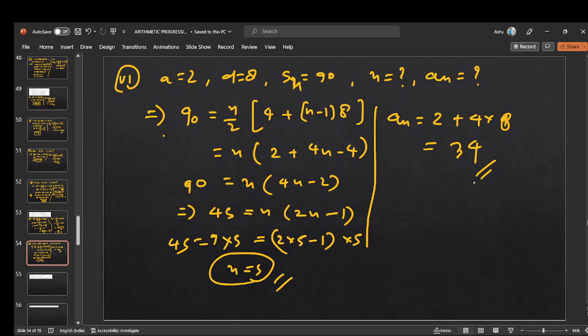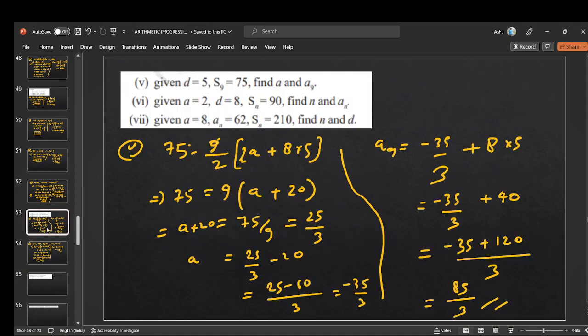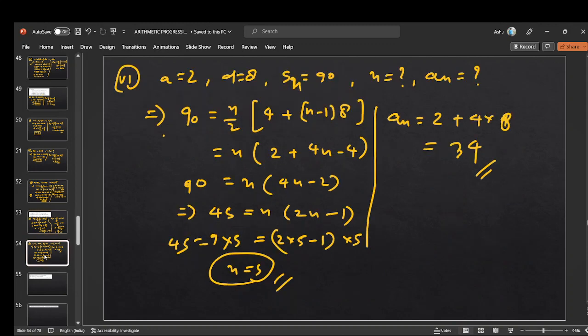Clear? Now we should move on to the next part of the question. This is the 6th. Now we will move on to the 8th part of the question.